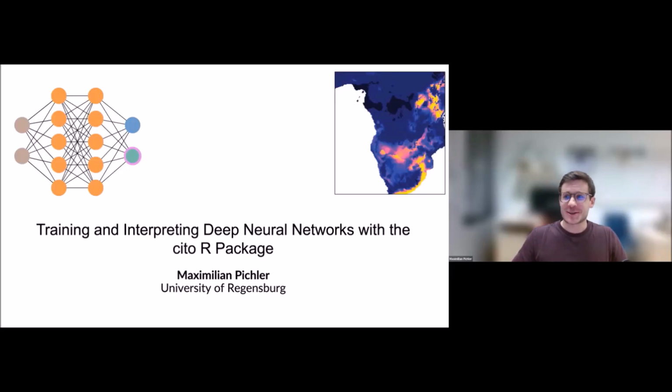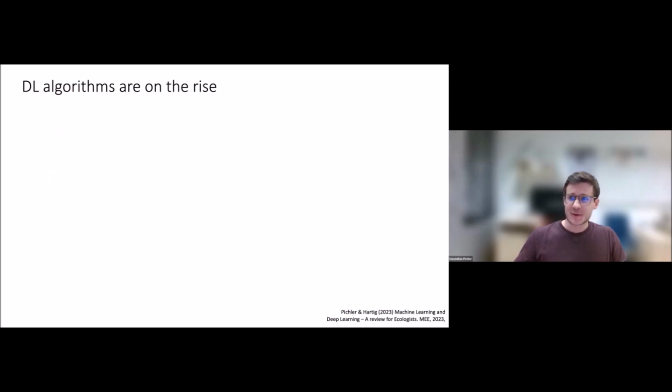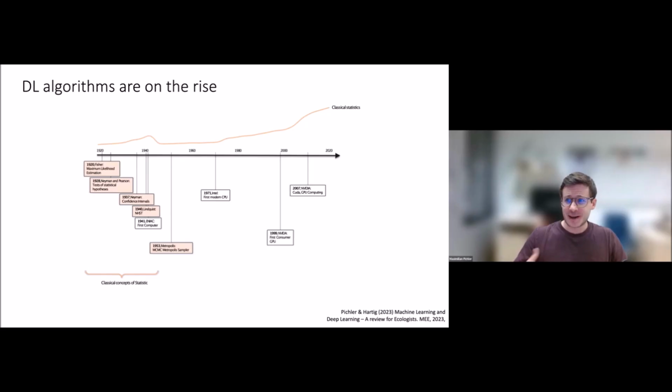Yeah, so thanks for the introduction, for inviting me to talk about our package cito that we can use to train, but also interpret deep neural networks, which we can then use to analyze data and not only to make predictions. So first of all, these deep learning algorithms are on the rise. So I would say that we are in a third wave in this development in statistics.